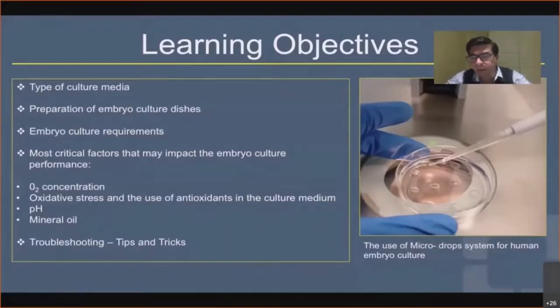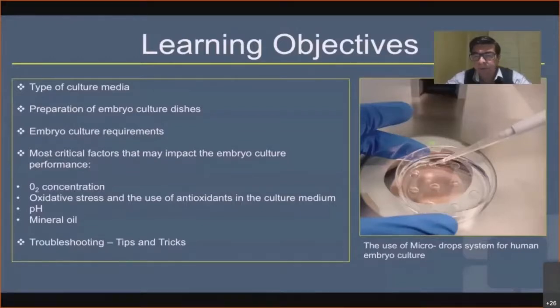We will further mention the most critical factors that may impact the embryo culture performance and how to keep them in optimal ranges, such as the use of incubators that provide 20% oxygen concentration, or those that only provide 5% oxygen concentration. We will also discuss the importance of oxidative stress as another factor that affects the embryo culture performance. Afterwards, we will discuss the negative impact of an incorrect pH on the culture media performance and how we can maintain it within the recommended ranges.